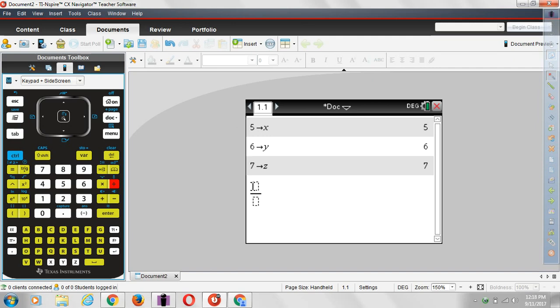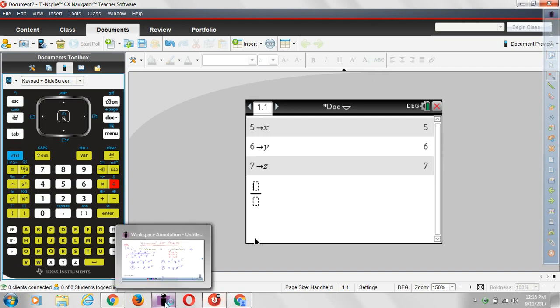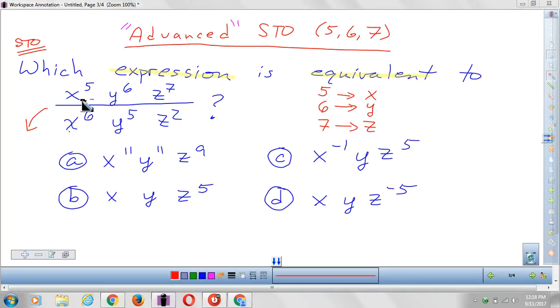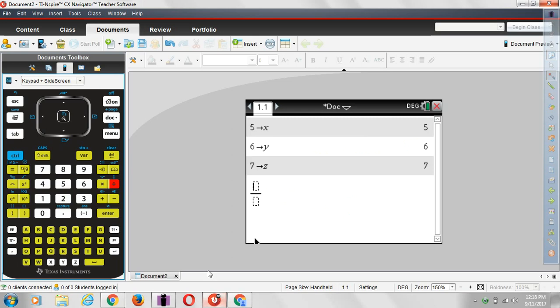And guess what? I'm just going to put inside this box on the top the top of the fraction from my question. And on the bottom, I'm just going to put the bottom of the fraction from my question. All right, so let's see what was on the top. X to the 5th, Y to the 6th, Z to the 7th. Okay, so let's try that out.